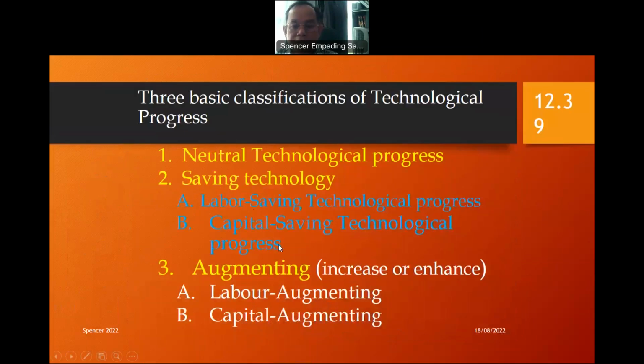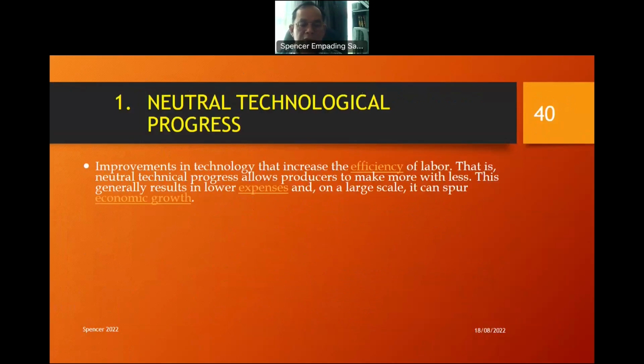Now, the three basic classifications of technological progress. One is the neutral technological progress. The other is saving technological progress. Under saving, they have two types: one is the labor saving, and the other is capital saving technological progress. The third one is an improvement, in other words, the augmenting technical progress. Either it is labor augmenting or capital augmenting. So the neutral technical progress is where improvement in technology can increase efficiency of labor.